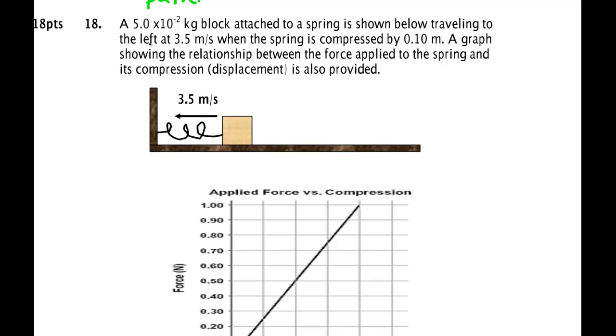Here we have problem 18: a 5 by 10 to the minus 2 kilogram, or 50 gram, block attached to a spring, shown traveling to the left at 3.5 meters per second when the spring is compressed by 0.1 meters. So x is negative 0.1 meter if I'm defining this to be x and y. The graph shows the relationship between the force applied to the spring and its compression.